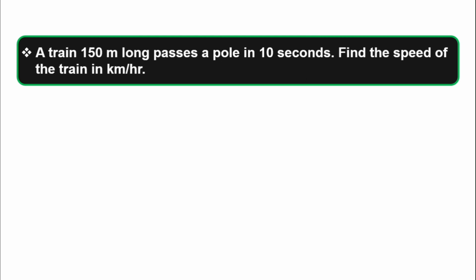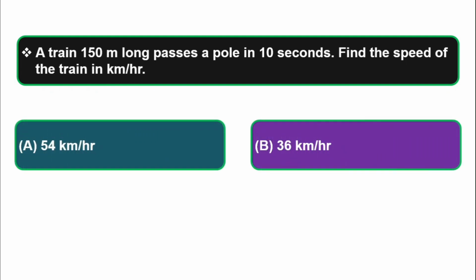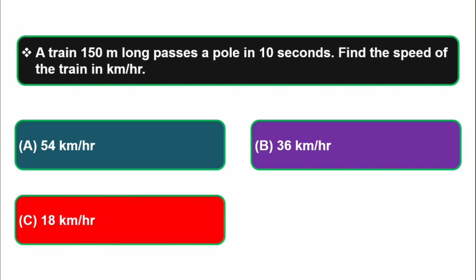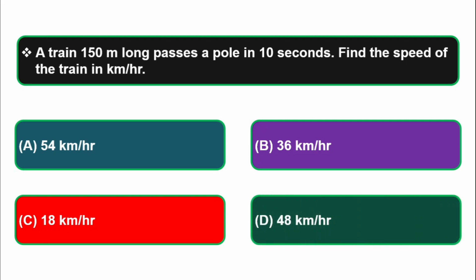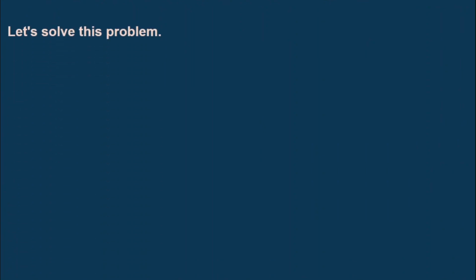So, let me repeat the question again with 4 options. Question is, a train 150 meters long passes a pole in 10 seconds. Find the speed of the train in kilometers per hour. Your options are A. 54 kilometers per hour, B. 36 kilometers per hour, C. 18 kilometers per hour, D. 48 kilometers per hour. So, let's solve this problem.